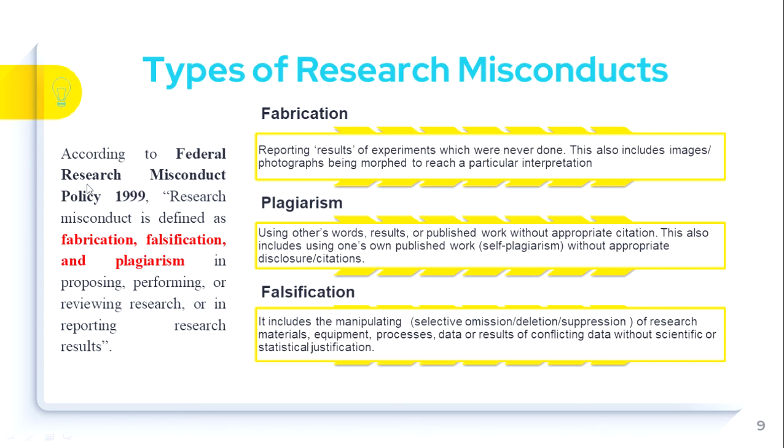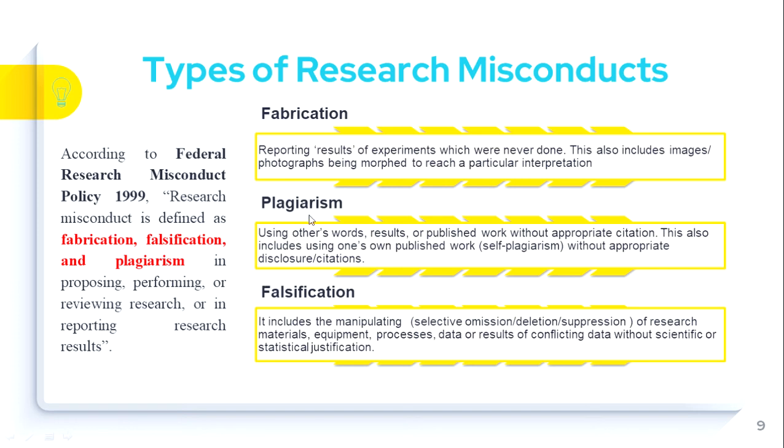According to the Federal Research Misconduct Policy of 1999, research misconduct is defined as fabrication, falsification, and plagiarism in proposing, in performing, or in reviewing research, or even in reporting the research results. So fabrication means reporting research experiments that actually never happened in the first place.